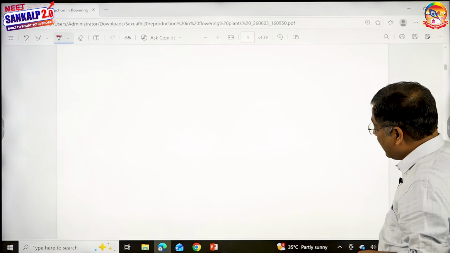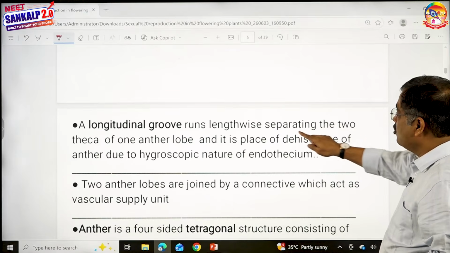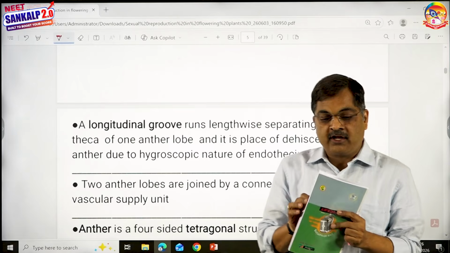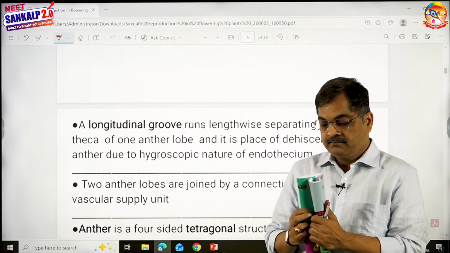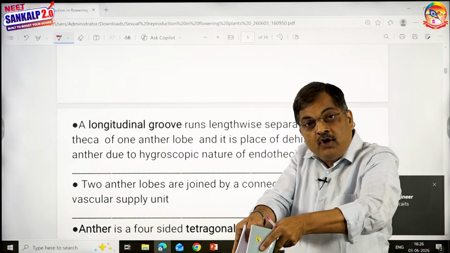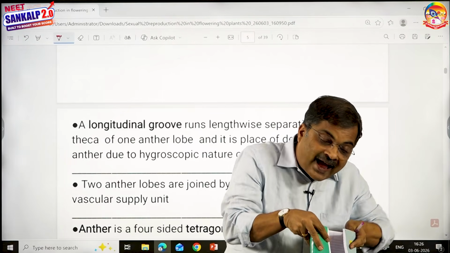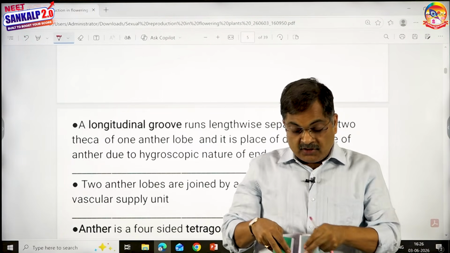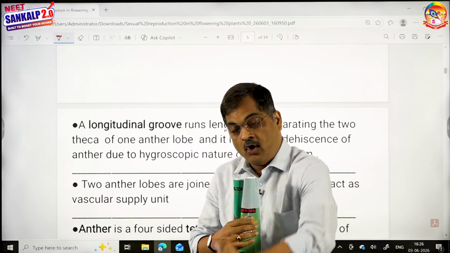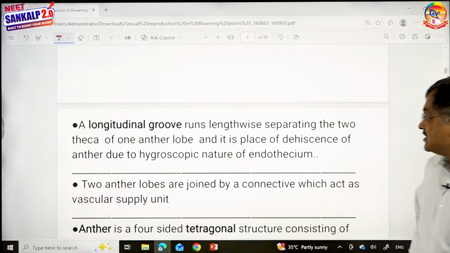Now I'm going to show you how the stamens develop into what are called microspore mother cells. The longitudinal groove runs lengthwise, separating the 2 theca of an anther lobe, isn't it? This is a longitudinal groove. This is one lobe. This is a longitudinal groove which is going to break like this to liberate the pollen grains. This is one more lobe, no? It is going to break longitudinally like this to liberate the pollen grains. So this is said to be a longitudinal groove which extends all along the length of one lobe, and one more longitudinal groove all along the length. This is easy to remember.